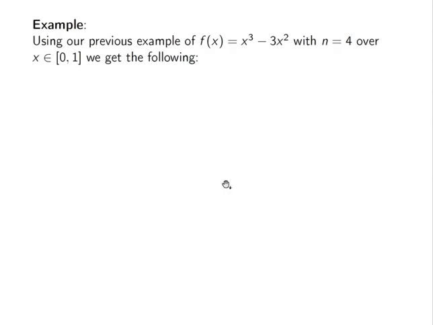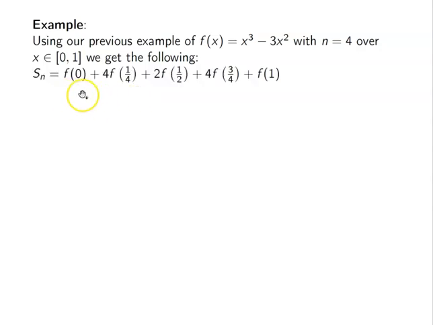We're playing with Simpson's rule with errors and things like that, so you guys know how to do this a little bit. Let's use the previous example I had, f of x equals x cubed minus 3x squared, with n equals 4 from 0 to 1. If n equals 4, I have my breakdown just like normal, so Sn is from 0, 1/4, 1/2, 3/4, and 1. Evaluate these into this function.